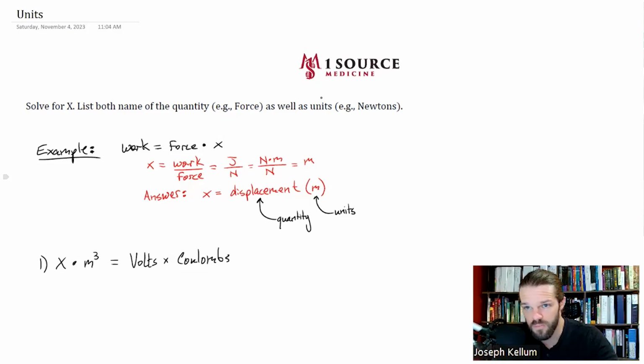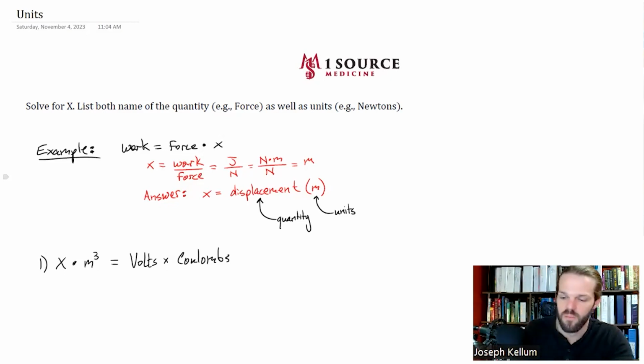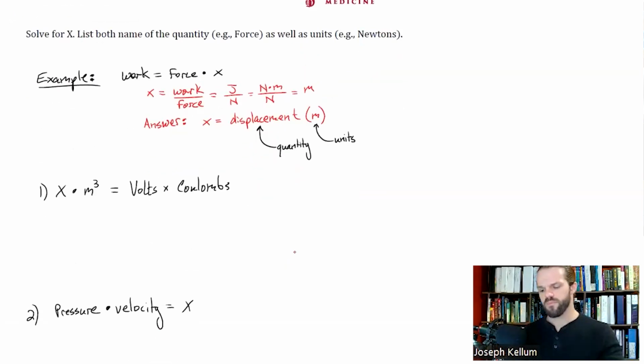And so then if I put newton meters on the numerator and newtons in the denominator, then I end up with meters. And so I know X is meters. This next one is a little bit more difficult, but we can go ahead and work through it. So X times meters cubed equals volts times coulombs.